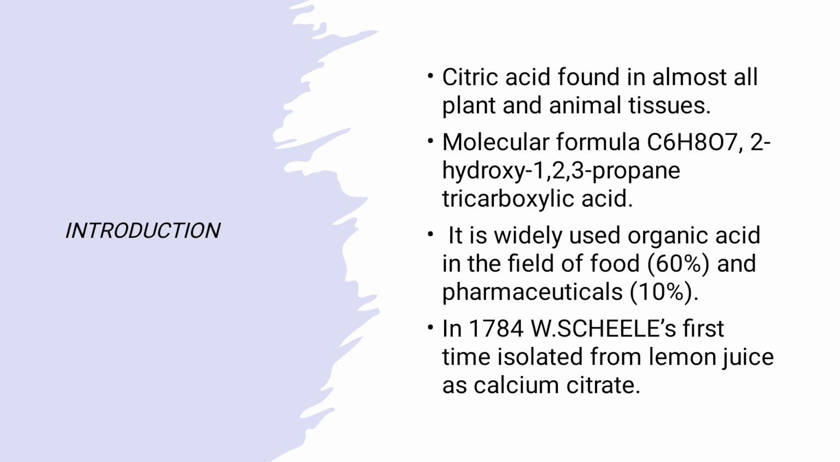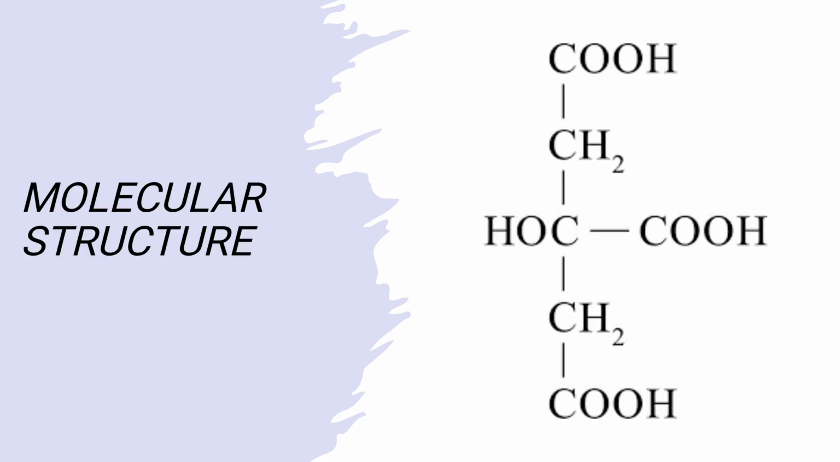It is widely used as an organic acid in the field of food for about 60% and in pharmaceuticals for about 10%. W. Shields in 1784 first isolated citric acid from lemon juice as calcium citrate. This is the molecular structure of citric acid. In biochemistry, it is an intermediary in the citric acid cycle that occurs in metabolic reactions of all types of aerobic organisms. It is a type of organic acid which accumulates during the controlled fermentative growth of particular species of Penicillium and Aspergillus.